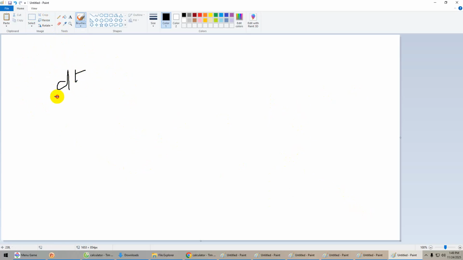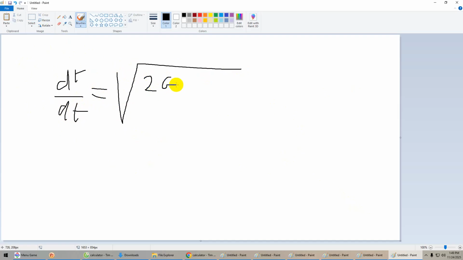dr divided by dt must equal the square root of 2GM divided by r0 minus 2GM divided by r. So this is no longer the formula for escape velocity anymore. This is the formula for final velocity when we compute between the point here and the point here.